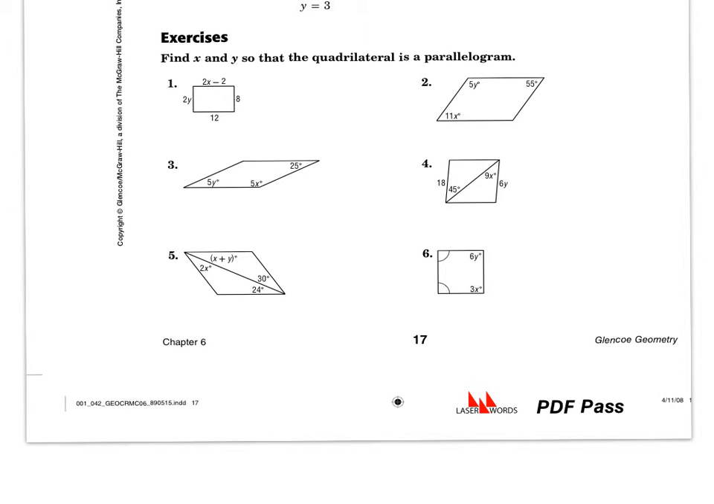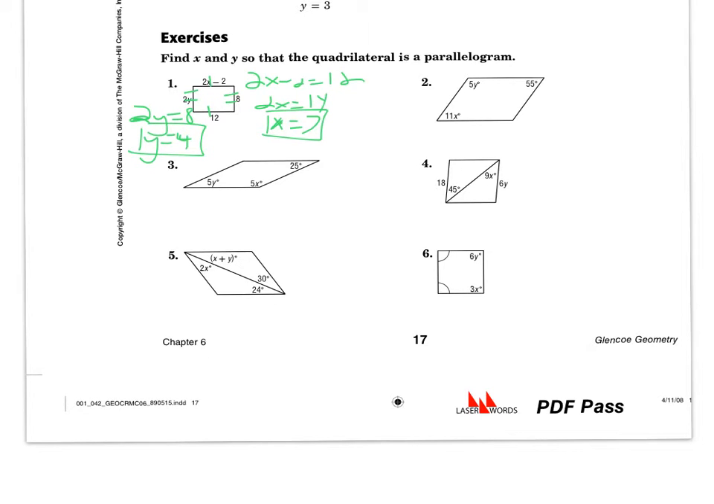Okay, so in number 1 here, right, one way that we can show that these are congruent is by showing that both opposite sides are congruent. Right, so both of these would have to be congruent, which shows us 2 very easy equations. We could set up 2x minus 2 equals 12, which means that 2x equals 14 and x equals 7. Okay, you can also solve for y very quickly. 2y equals 8 and y equals 4.